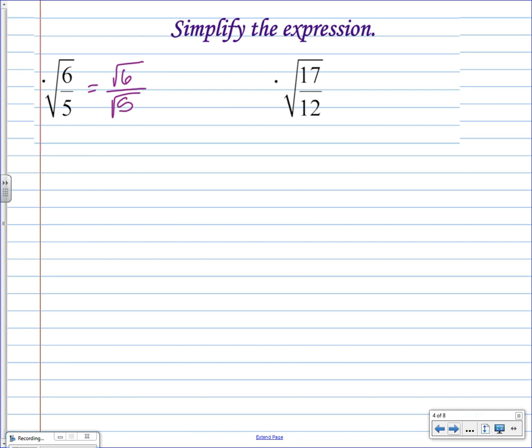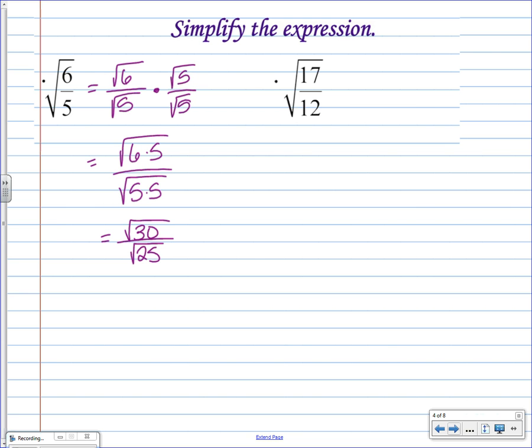I'm just going to multiply by 1, because when you multiply by 1, it doesn't change my equation, correct? So the square root of 5 over the square root of 5. The same thing over the same thing is 1. So I'm going to multiply by that. So that becomes the square root of 6 times 5 over the square root of 5 times 5, which, 6 times 5 is 30, and square root of 25. And there are no perfect squares in 30, because 6 times 5, there's no perfect squares in there. So I'm going to have the square root of 30 on top over 5.